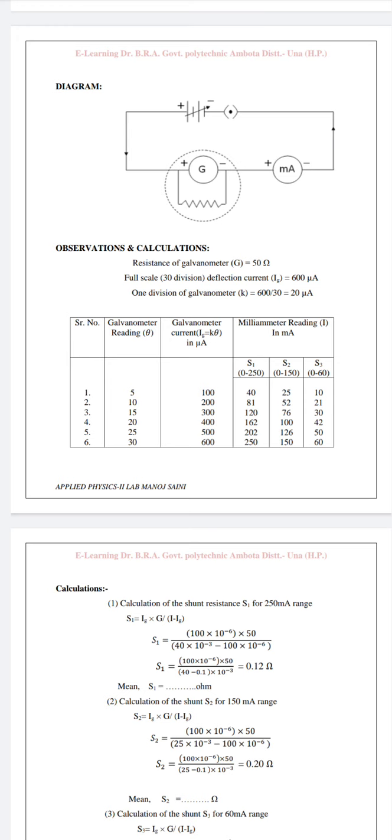Again we increase the value of the shunt resistance, S3. If we increase the value, then the range decreases; the range becomes 0 to 60. Again, to check that range, when we adjust the reading in the galvanometer to 5, then the value in the milliammeter is 10. When we change the deflection to 10, the value of the milliammeter automatically changes to 21, and so on. At the last, when we reach 30, then it gives you 60. So the range is 0 to 60.